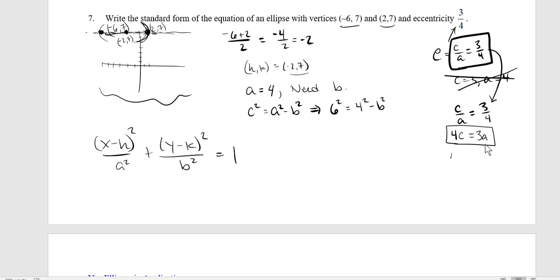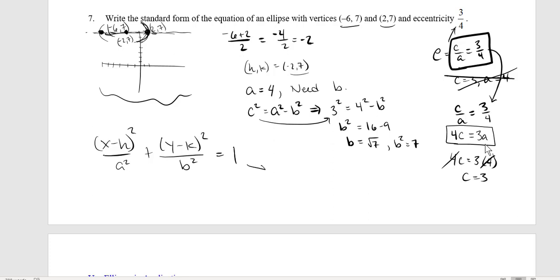But when we find c, we have to be a little more careful. C is 3. So instead of 6, I'll write 3 squared here. C is 3. And now we're in good shape. Now if you solve for b squared, you get this, so b is root 7. Or b squared is 7.